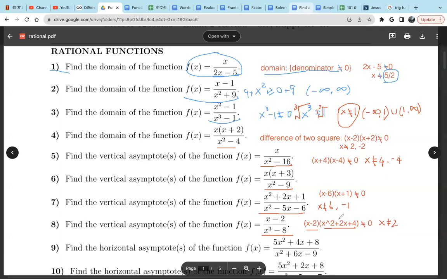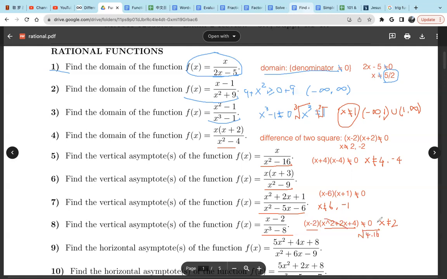And for this one, we don't really have real solutions, because we can use the quadratic formula: -b plus or minus the square root of b squared minus 4ac, divided by 2a. Then we see the discriminant: b is 2, 2 squared is 4, then minus 4ac, that's 4 times 4, 16. So 4 minus 16 is the square root of negative 12. That's not a real number, right? So this one will never be 0.